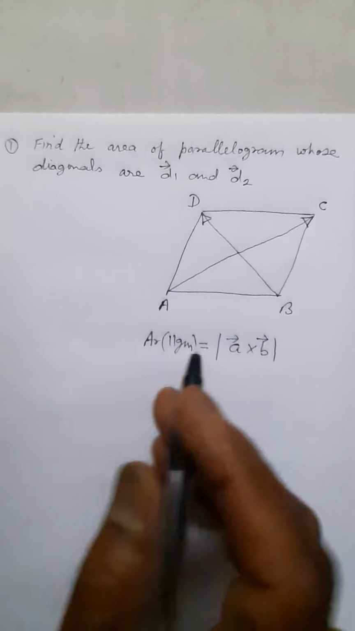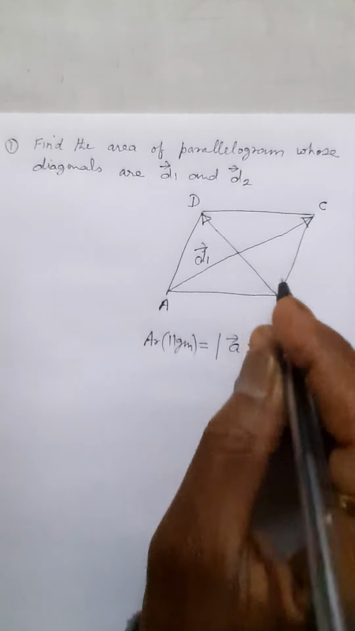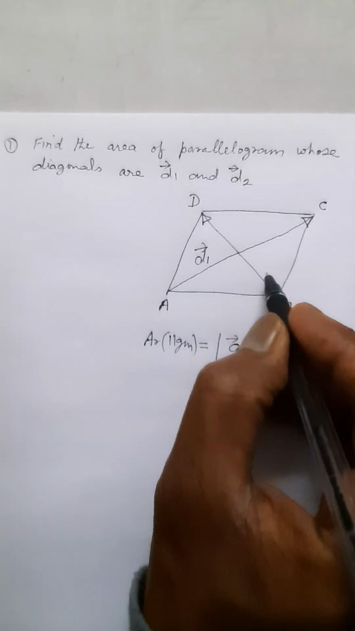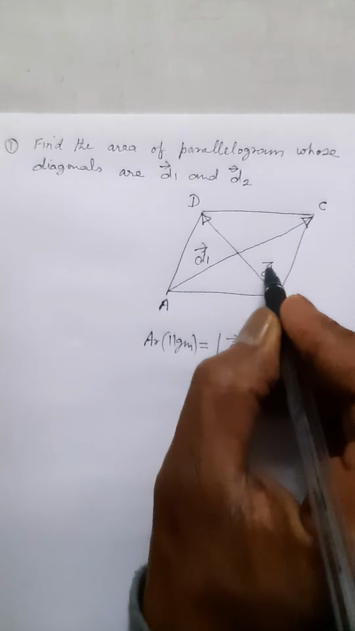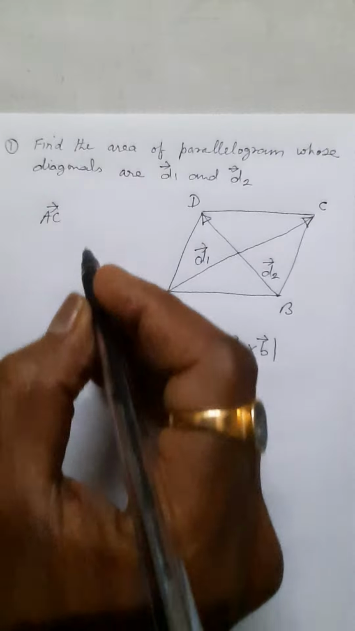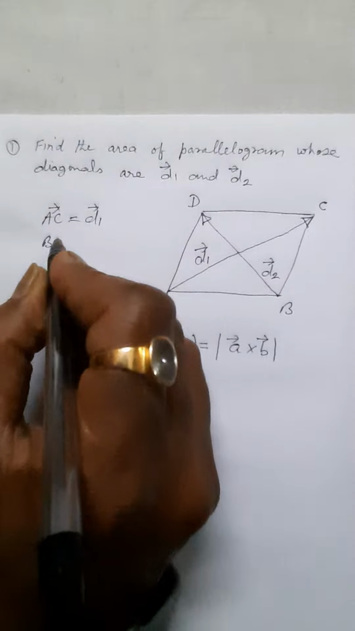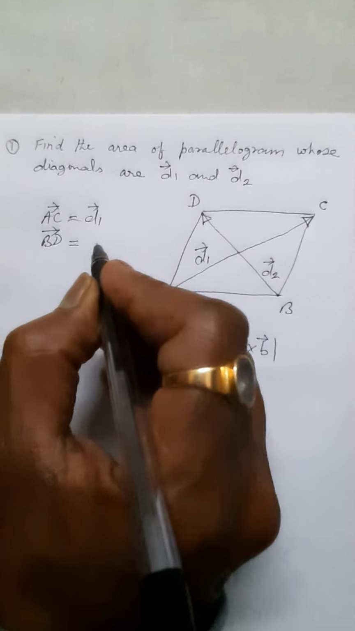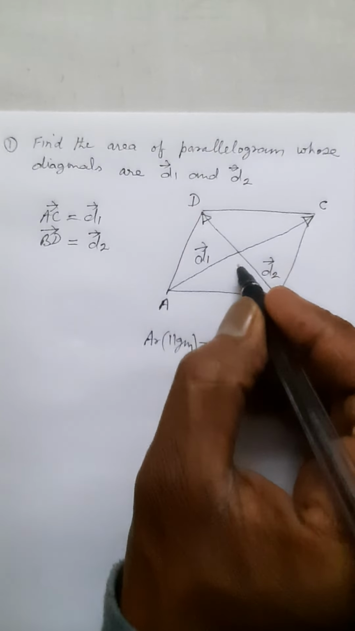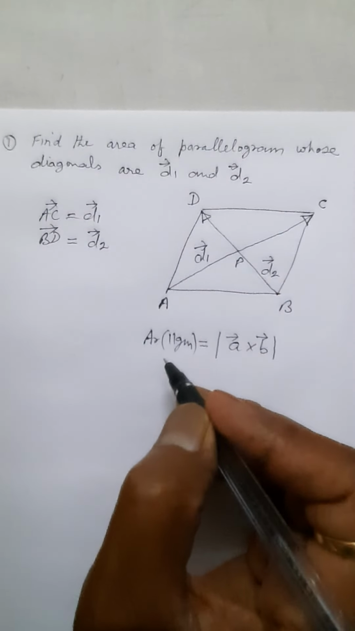Suppose one of the diagonals is AC, represented by vector d1. Another diagonal is BD, represented by vector d2. Vector AC is equal to vector d1, and vector BD is equal to vector d2. Suppose these two diagonals intersect at P.